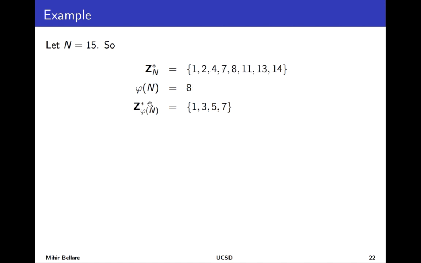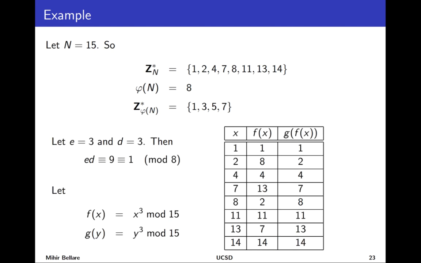And now what is Z star phi of n? Well, I look at all numbers between 1 and 7 and throw away anything that has a common divisor with 8. But that just means I throw away any even number. So what's left is 1, 3, 5, 7. So there are 4 points in here. And that's the setup for RSA. The next thing to set it up is I need to pick a number e in Z star phi of n. Anything will do. I happen to choose 3.